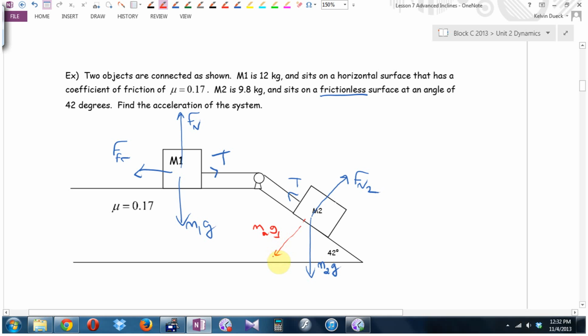Components. M2G perpendicular, M2G parallel. Vertically or perpendicularly, everything's balanced. In other words, Nate, these two cancel each other out. They're the same. This one and this one cancel each other out. So I'm not going to bother writing a perpendicular, or you can think of it as a vertical force equation. They're going to cancel. What I am going to do is write a force equation along the rope.